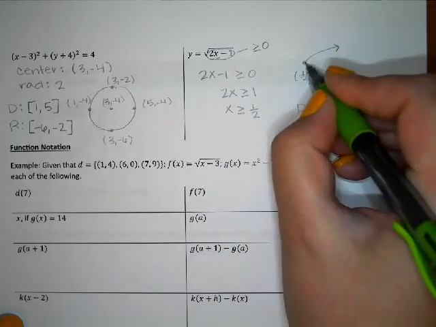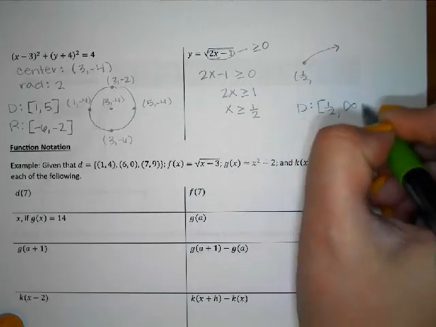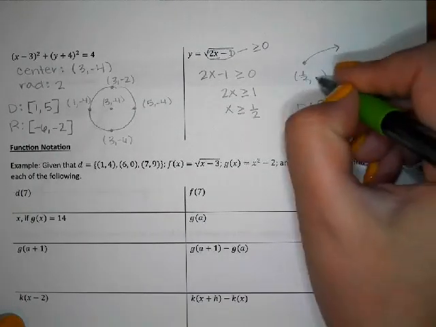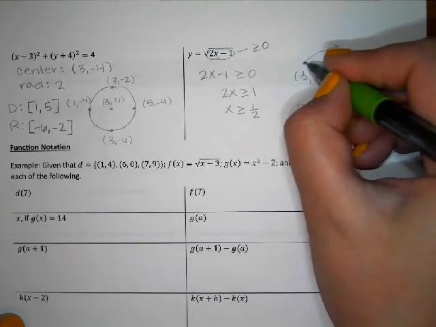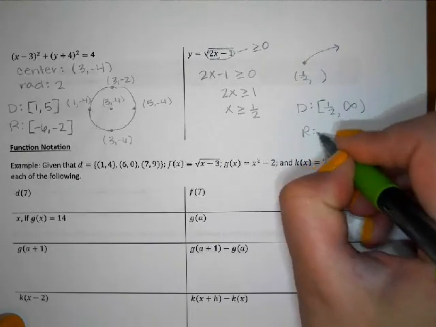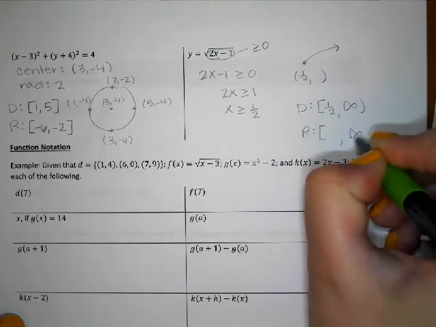Now the outputs are going to be whatever that corresponding y value is, some sort of y value that goes with this point right here, and then everything up from that. So the range is some corresponding y value, and then it goes up to infinity. And for me to find that corresponding y value, I just have to plug 1/2 in.